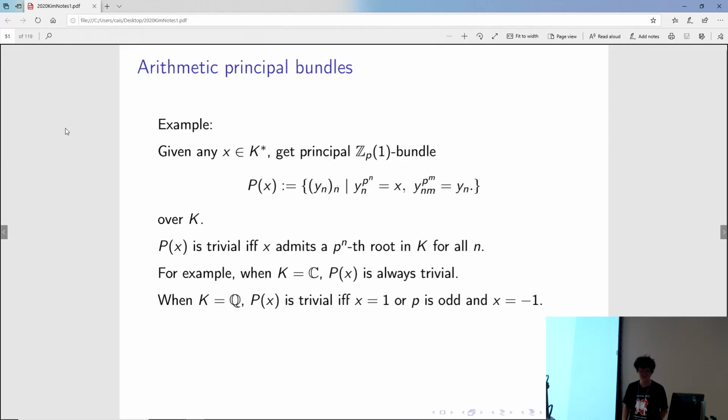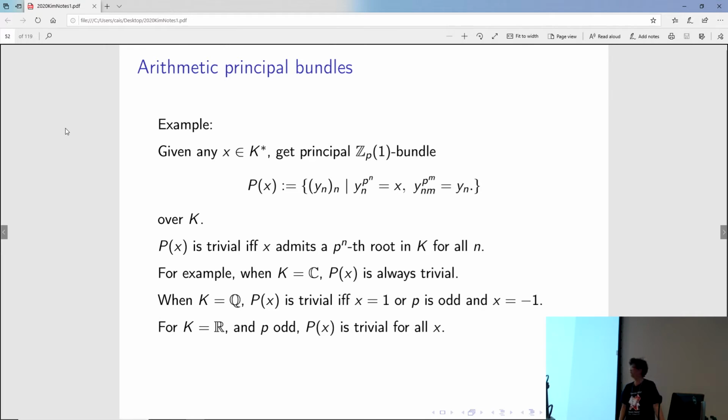On the other hand, when it's a field like Q, it's very rarely trivial, you can guess, right? Of course, if x is 1, it's trivial. 1 is always a p-power root of 1 for every n, right? On the other hand, the only case where it's trivial is if x is 1 or p is odd and x is minus 1. In all other cases, you can convince yourself very quickly, all other numbers will not have all p^n-th roots rational. So this is a flavor of how Diophantine properties are built into the structure of this principal bundle.